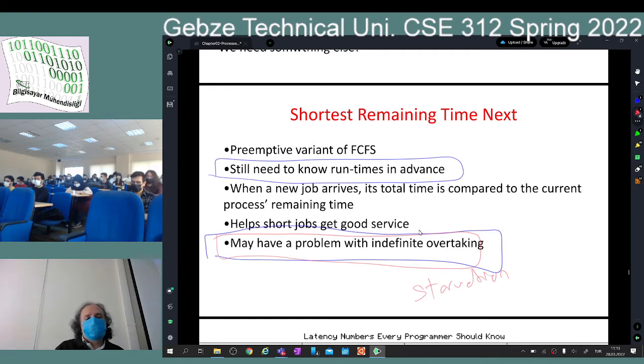Remember, one of our goals of operating system task scheduling is to have a fair system. So don't let these kinds of things happen. Maybe when you do the shortest remaining time next, you should consider how long you waited in the waiting queue too. Shortest remaining time, also your wait time. If your wait time is too long, maybe I'm going to take you. Okay.